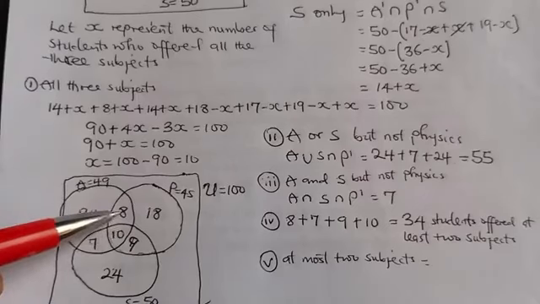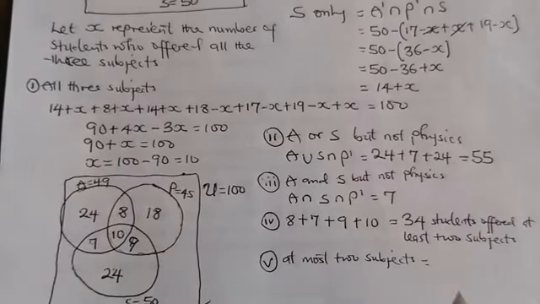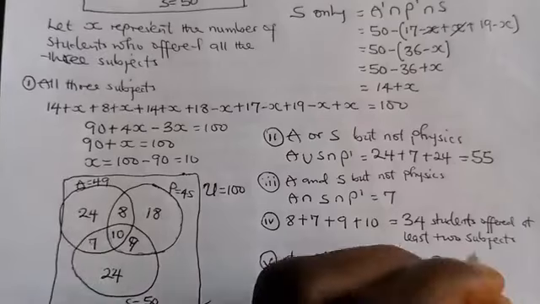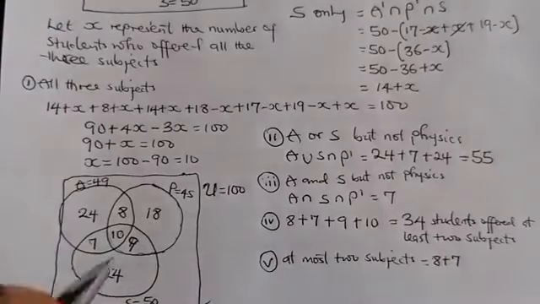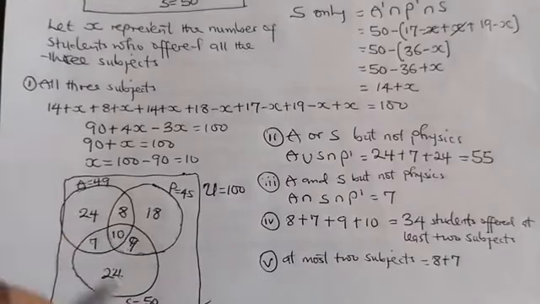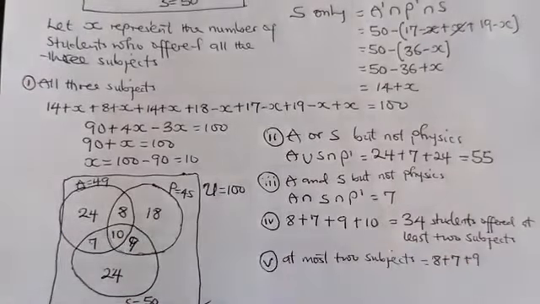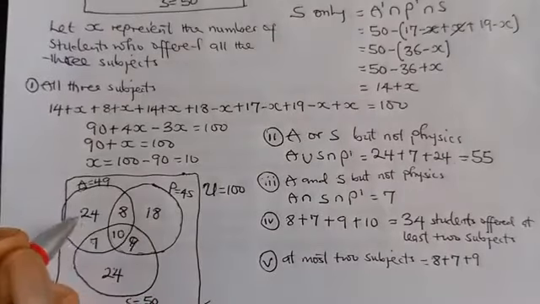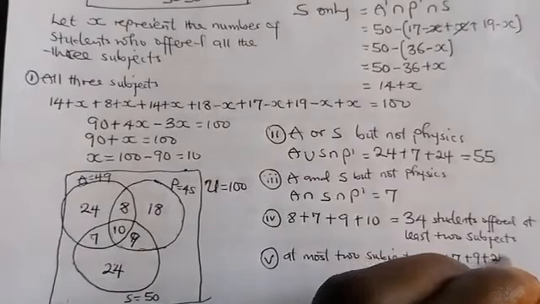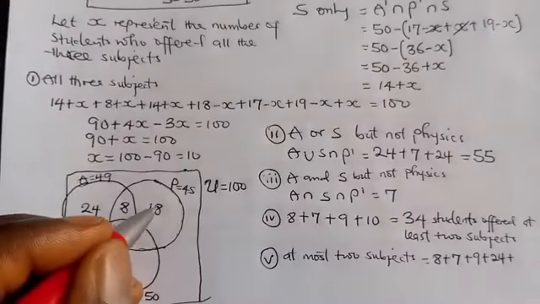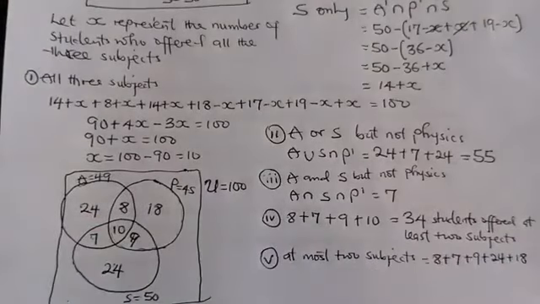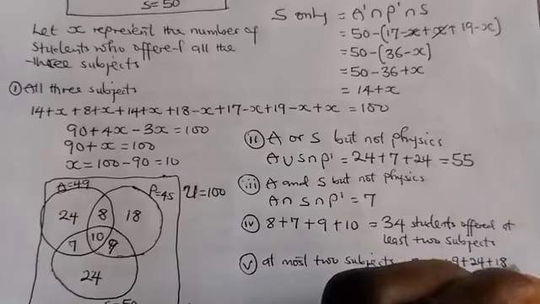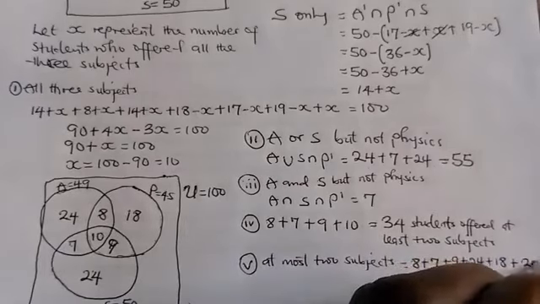we begin from this algebra and physics, that's 2 subjects, that's 8. Algebra and statistics, that's 7. Physics and statistics, that is 9. Then we'll come to single subjects. That's algebra only, we have 24. Physics only, we have 18. And lastly, statistics only, we have 24.